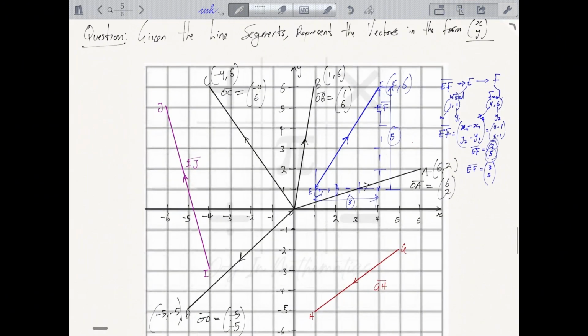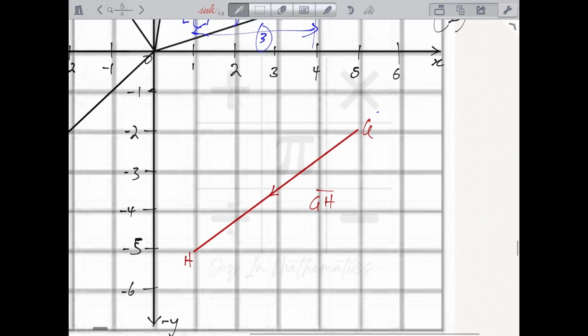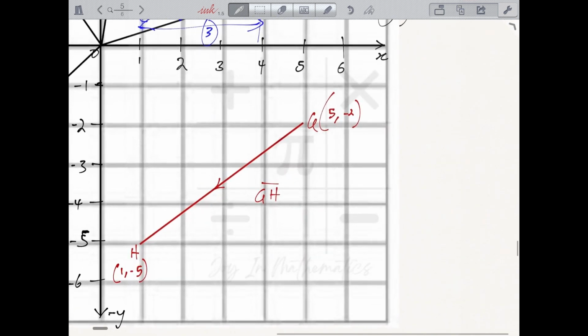Let's solve for GH. We just have to evaluate the coordinates of G and H. The coordinate of G here is 5, minus 2. The coordinate of H is given as 1, minus 5. If we take a close look, you can see that the direction is G going to H. So G is the initial, H is the final.